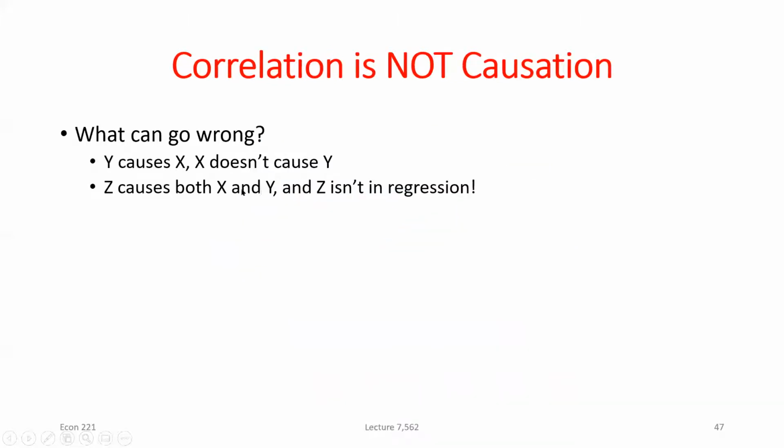So it could be that X and Y are both increasing because Z is causing both of them to change, and we didn't include Z in the regression. Now, if we include Z in the regression, we could get an accurate idea of what the correlation is between these variables X and Y.